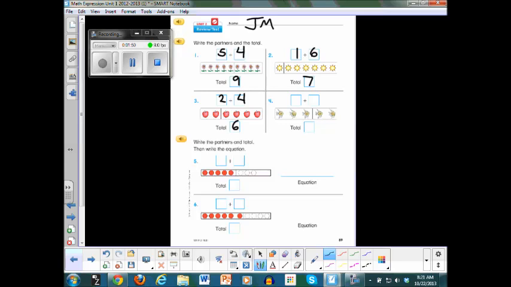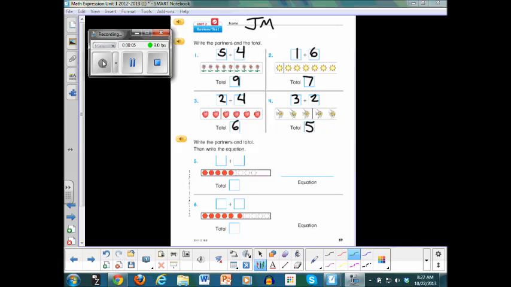Who can think of a story for number 4? Mikhail? There were 3 fish and 2 more swam by. 3 fish and 2 more swam by. 3 and 2 are partners of 5. Moving on to number 5 and 6, boys and girls, we have circle drawings.